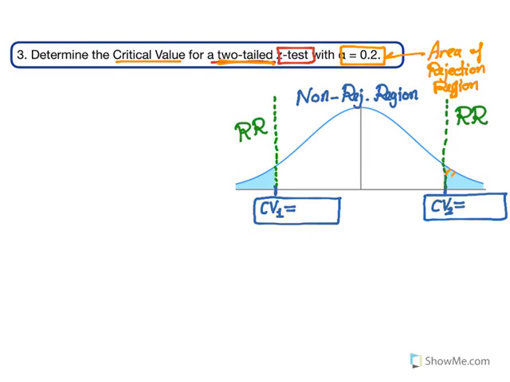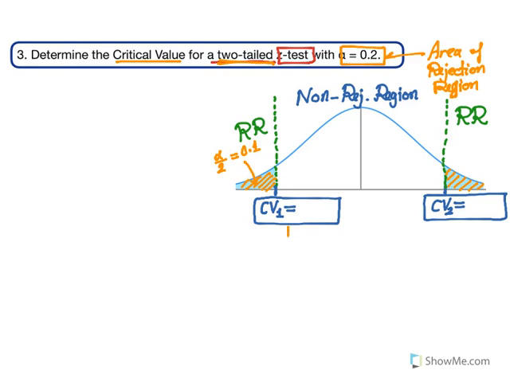In this case, it's 2 parts. It's this part and this part. That's why, to get the area of one of the 2 parts, its area will be alpha over 2. So this will be 0.2 divided by 2, which is 0.1.